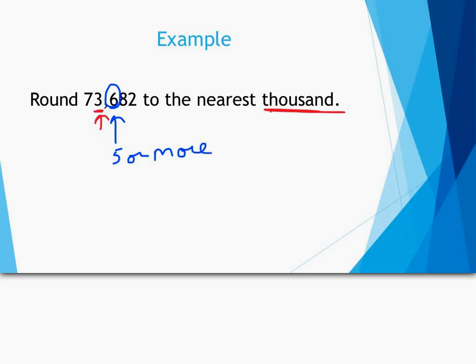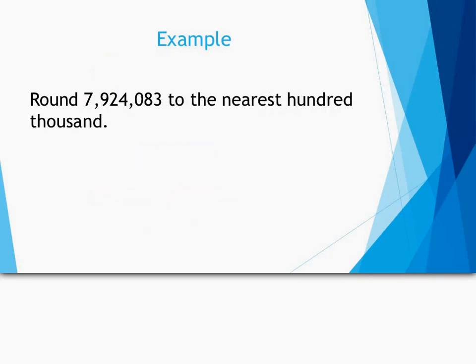Therefore, we need to add 1 to our round-off position, giving us a 74, and making everything else to the right 0. So we now have changed, or rounded, 73,682 to 74,000.